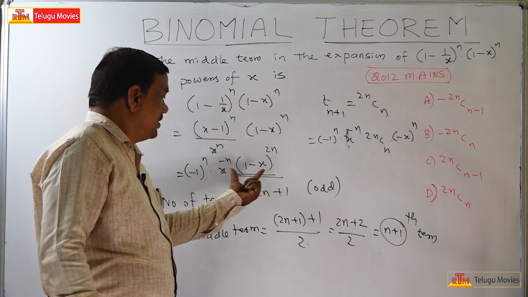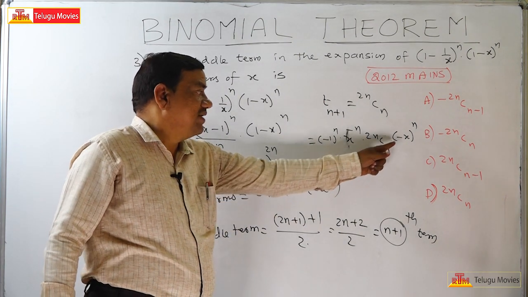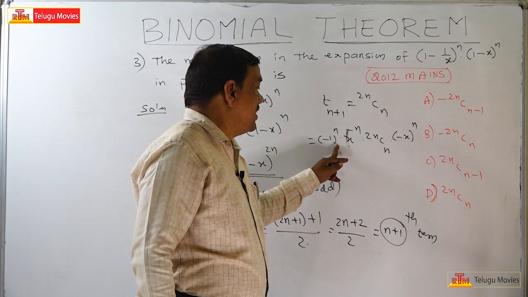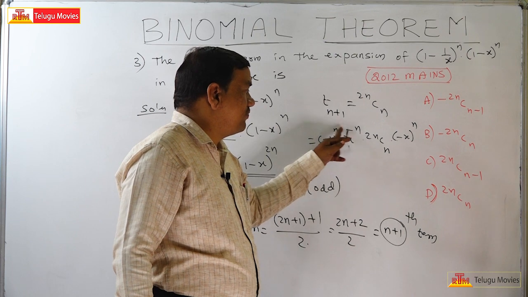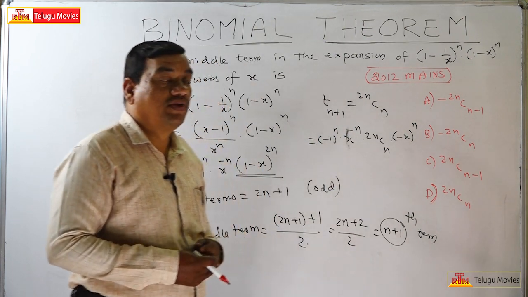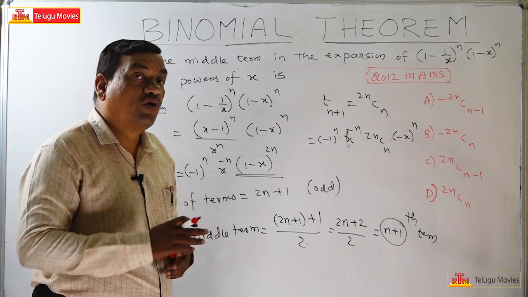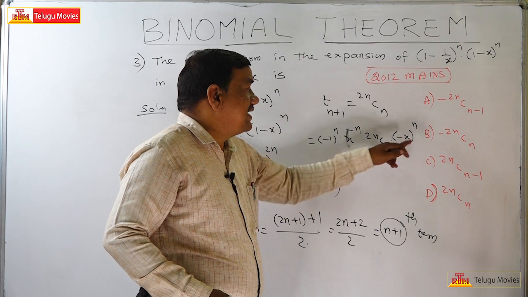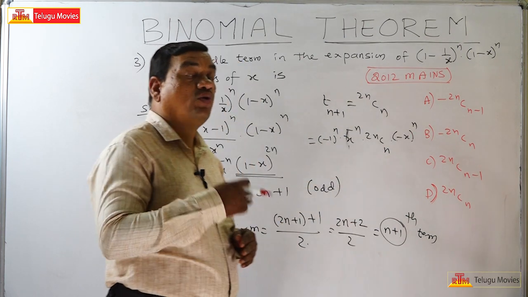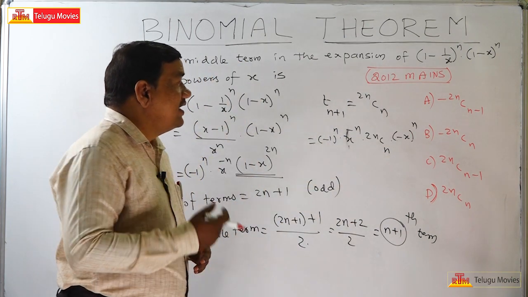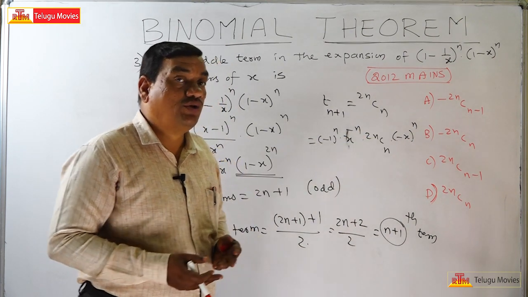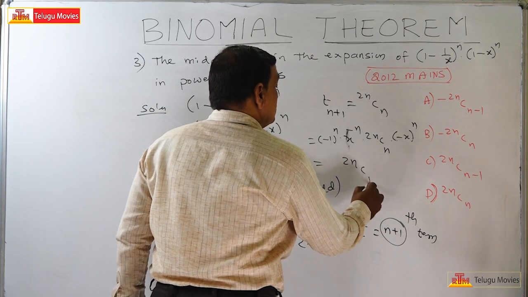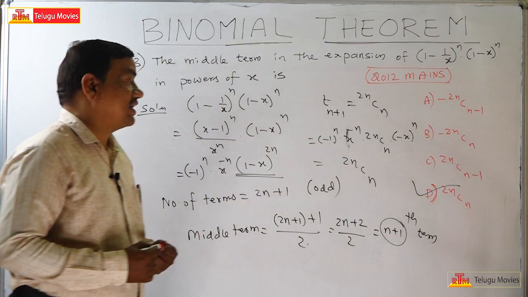See here, in the middle term it is 2n Cn (minus x) whole to the power of n. Now see here, minus 1 whole to the power of n, here also minus 1 whole to the power of n, that is minus 1 whole to the power of 2n. That means it will become positive. x to the power of minus n into x to the power of n, x to the power of minus n plus n is 0, x to the power of 0, 1 will come. So ultimately 2n Cn, option D will be the correct answer.